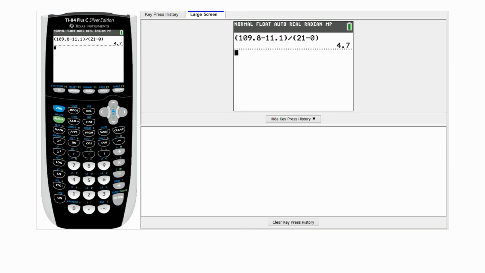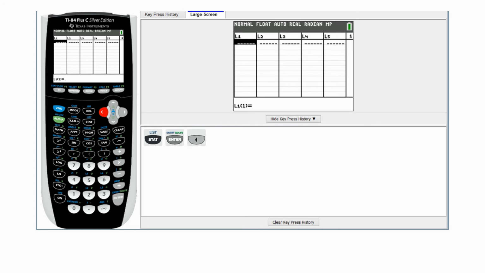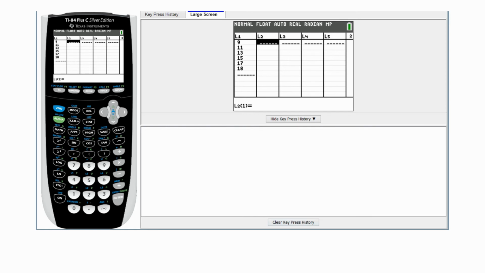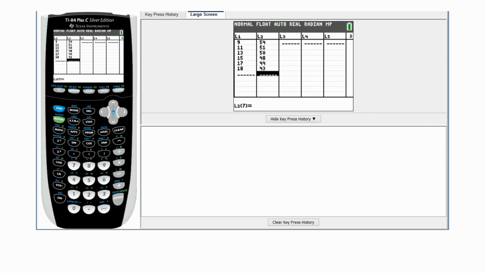On our graphing calculator, we want to go to Stat, 1 Edit, make sure we're under L1, and that's where we're going to type our values for T. 9, 11, 13, 15, 17, 18. Pressing Enter after every number. Moving over to L2, we're ready to type in our percentages. 54, 51, 50, 48, 44, 43. Now that we have our data, we're ready to make our scattergram.